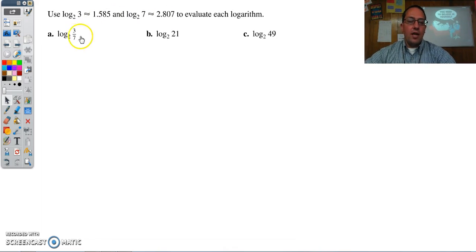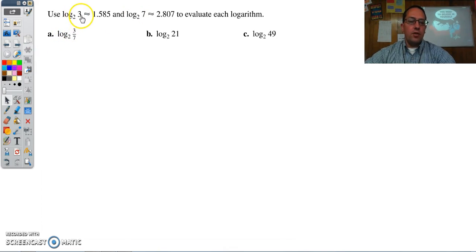So on A, we have log base 2 of 3/7. Notice this is very important. The bases are all the same. They all had to have that same base. So we couldn't use log base 5 or something to solve this. We have to use log base 2 because these are 2.